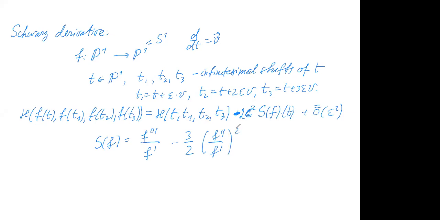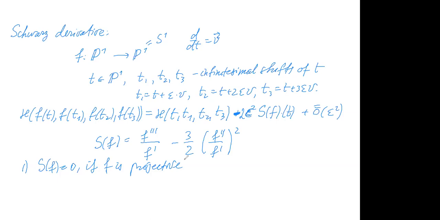This is a very famous invariant. It is the so-called Schwartz derivative. It has lots of properties. For instance, S of f is equal to 0 if f is a projective transformation. It is almost evident that it should be equal to 0 if it is projective.